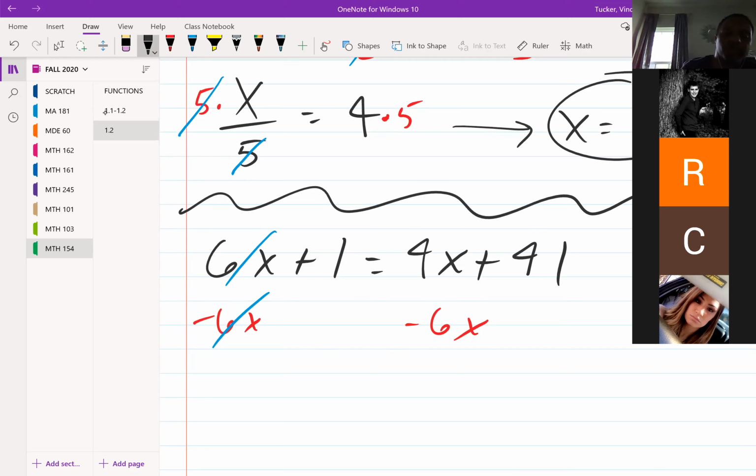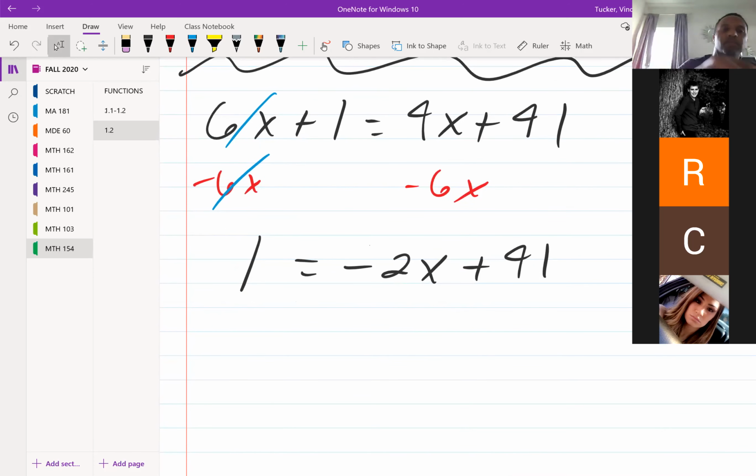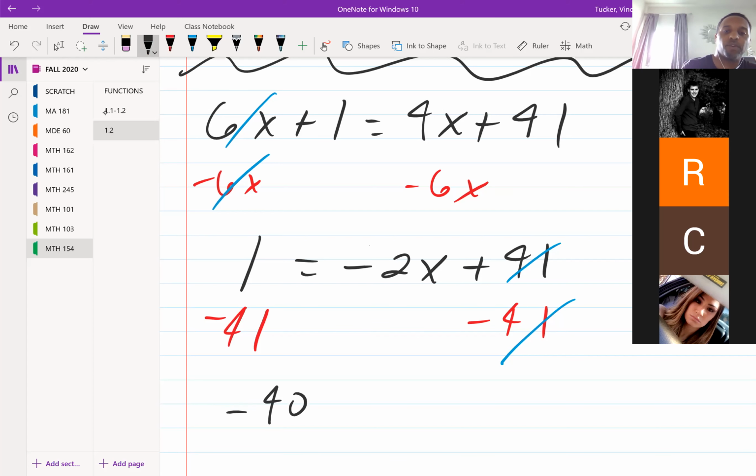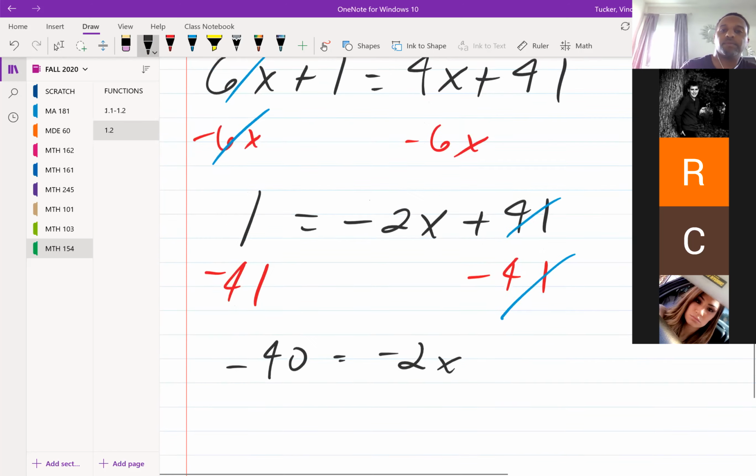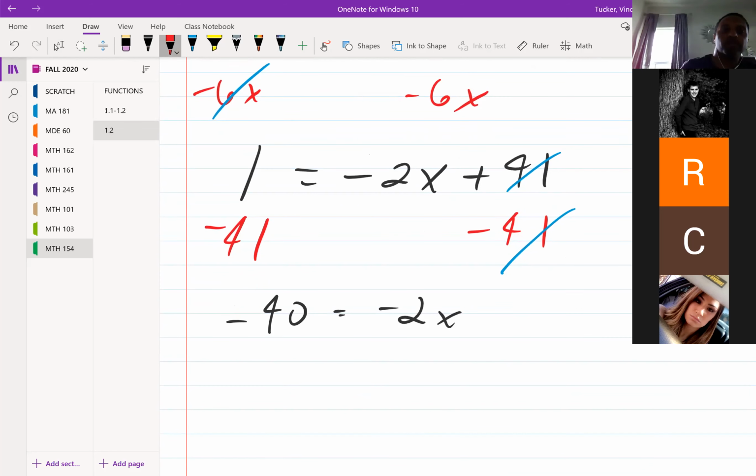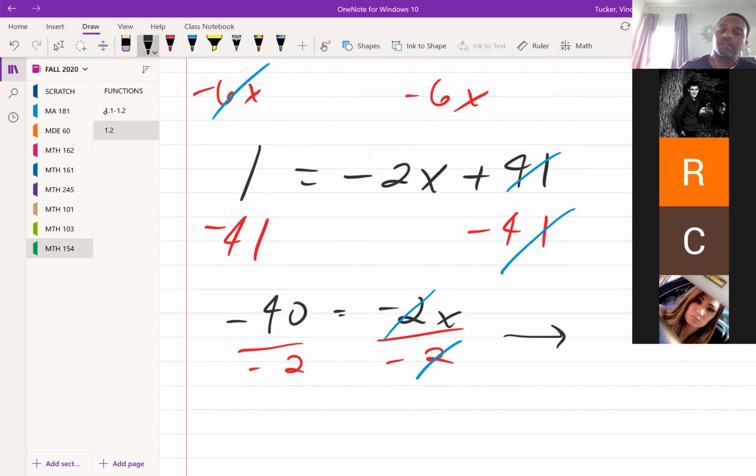So I subtract the 6x from both sides. That'll leave me with 1 on the left, negative 2x plus 41 on the right. Minus 41. That's negative 40 equal to negative 2x. Divide by negative 2. Negative 20 is equal to x.